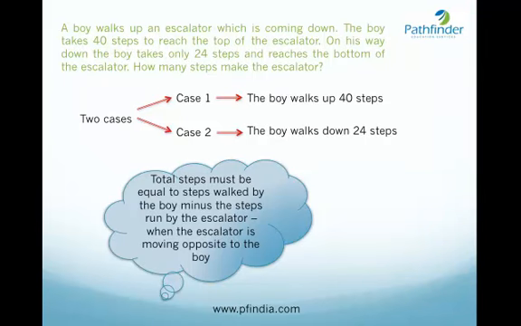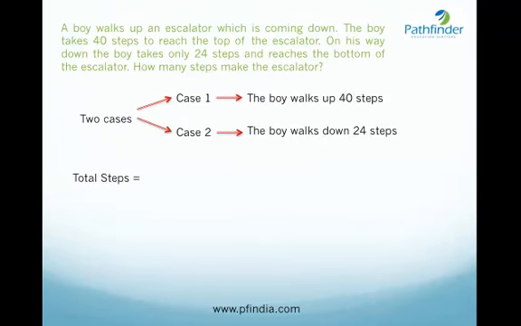So, when the boy walks up an escalator that is coming down, the total steps of the escalator must be the steps taken by the boy minus the steps taken by the escalator which is moving in the opposite direction. So, what is our basic equation? Our basic equation is total steps is equal to steps of the boy SB minus SE, which is the steps run by the escalator in the same time.